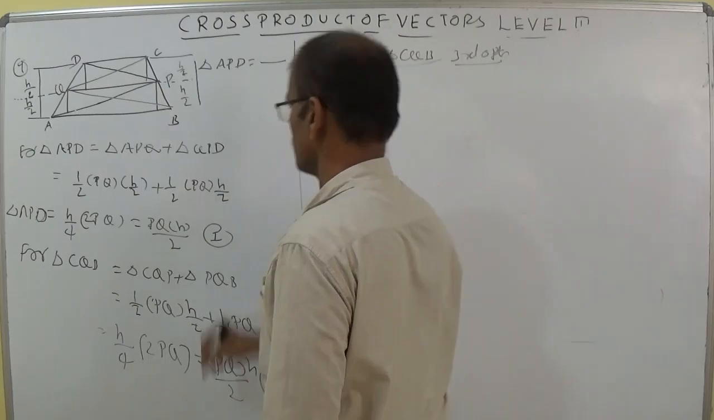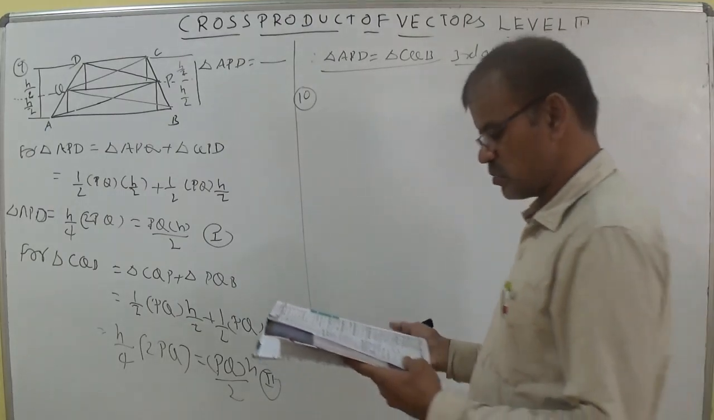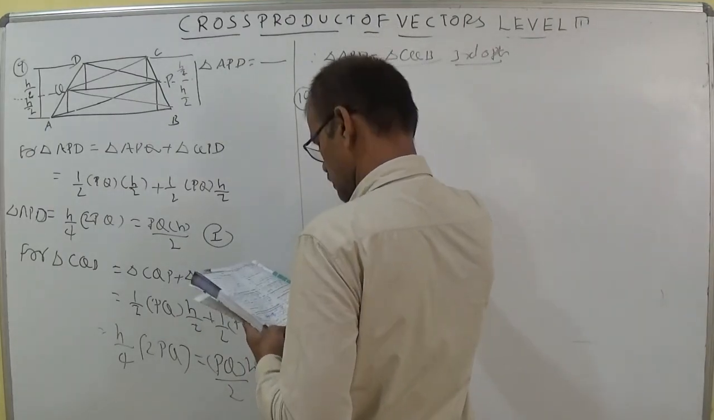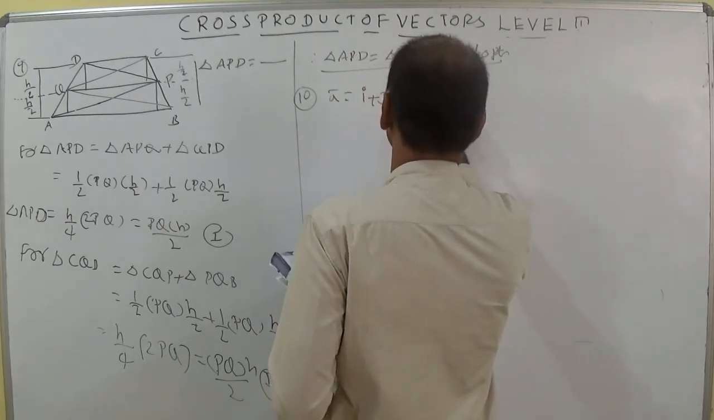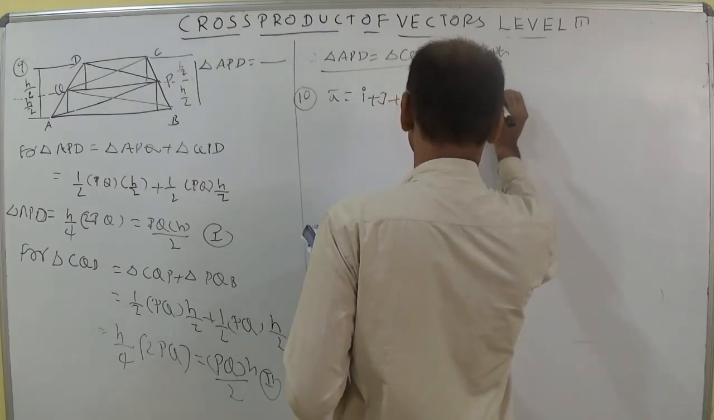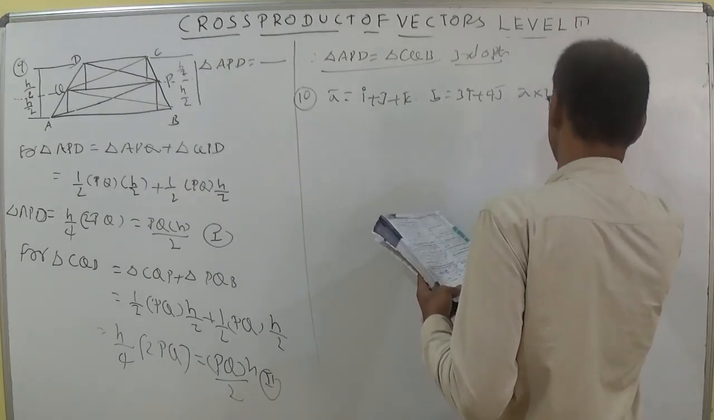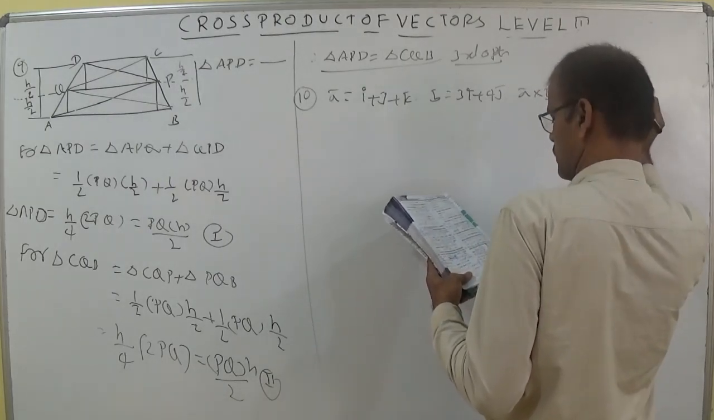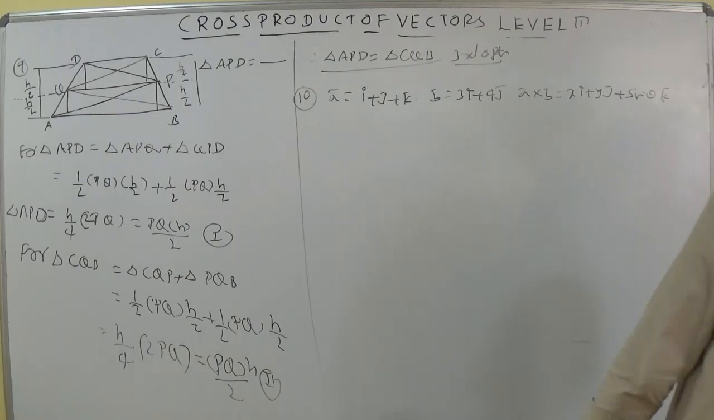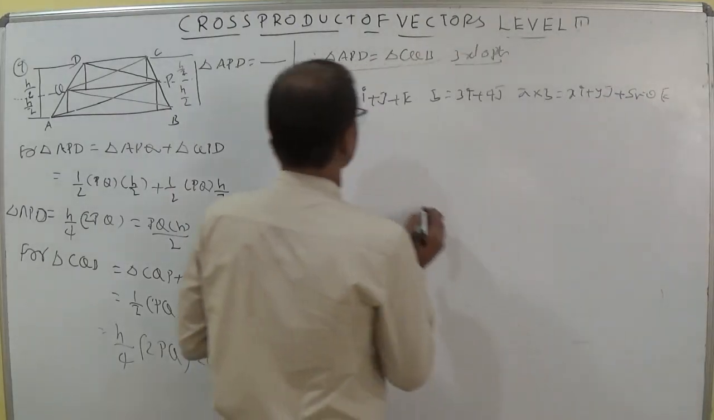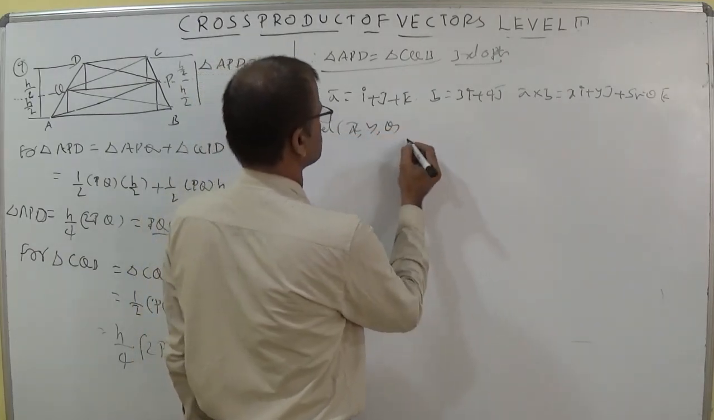Next let us discuss the 10th question. In the 10th question, he has given A, B and A cross B, and he is asking for X, Y, theta. Regarding the data, we can say A bar is equal to i plus j plus k, and B bar is equal to 3i plus 4j, and A bar cross B bar is equal to X i bar plus Y j bar plus sin theta into k bar. He is asking to find X comma Y comma theta.